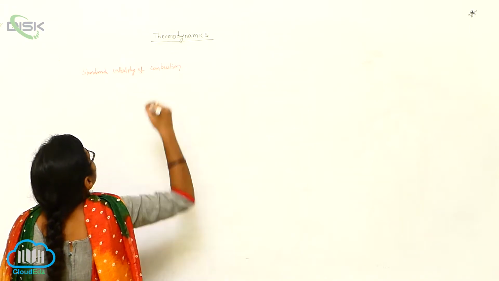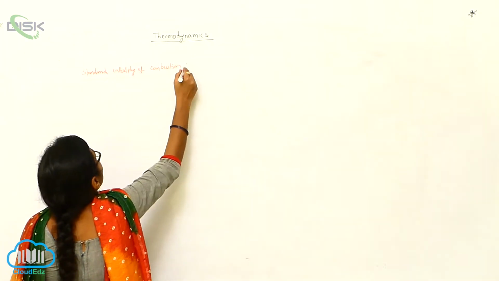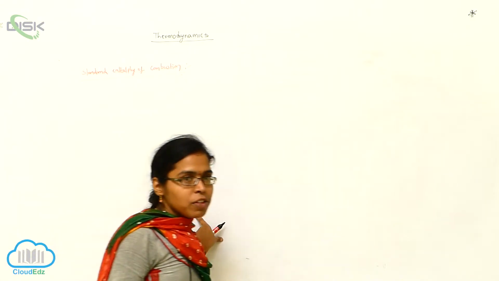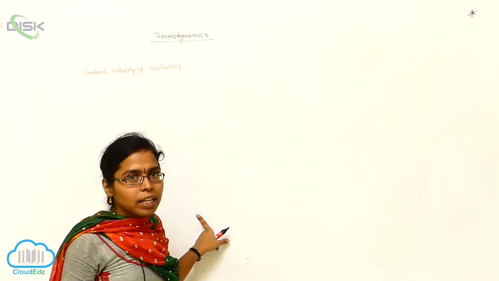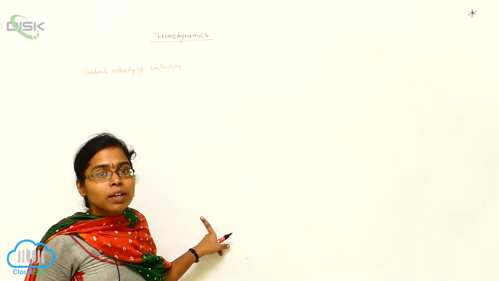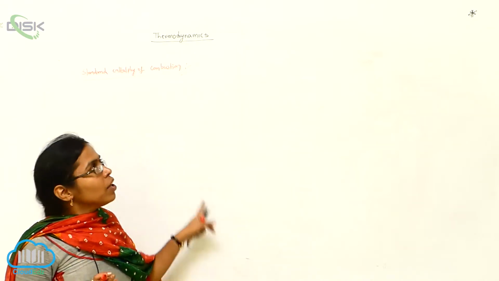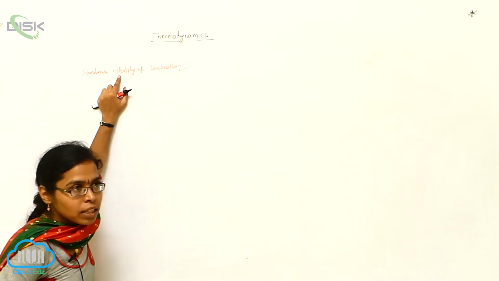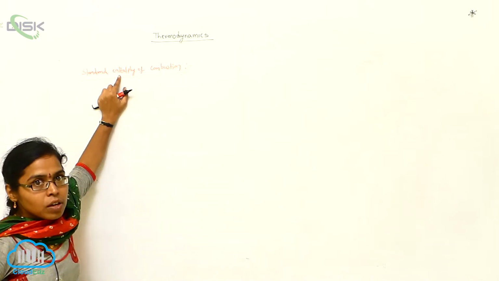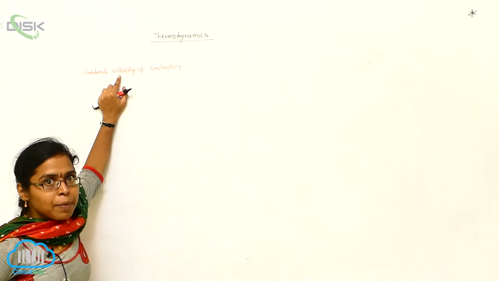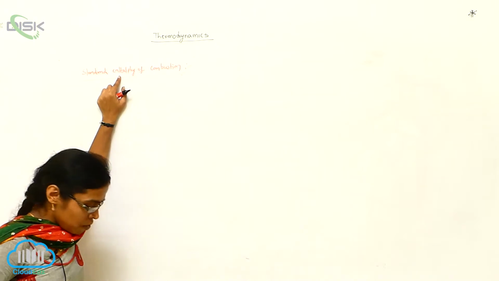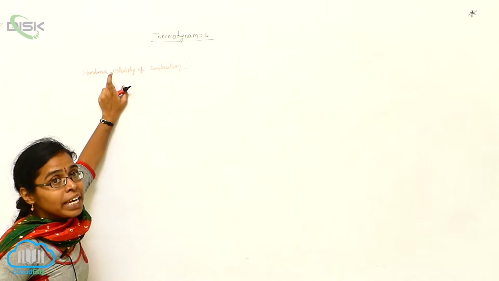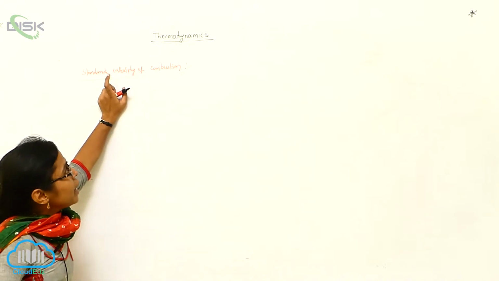Okay, standard enthalpy of combustion. So what is combustion? Simple: the compound which is burnt in the presence of oxygen is called combustion. Okay, so what is the word used here? Standard enthalpy. So standard enthalpy is nothing but the heat evolved. Why? Because in combustion, heat energy is always evolved. So that's why it is called standard enthalpy. Heat evolves.